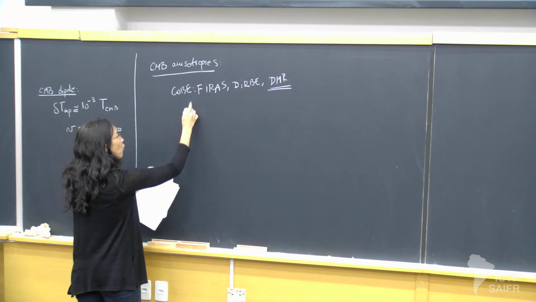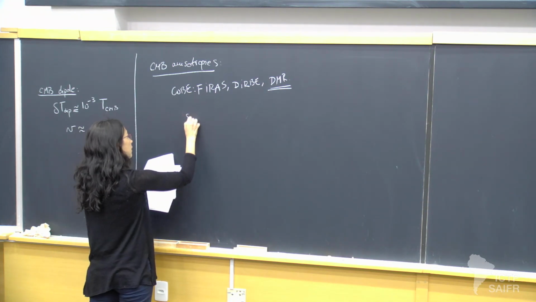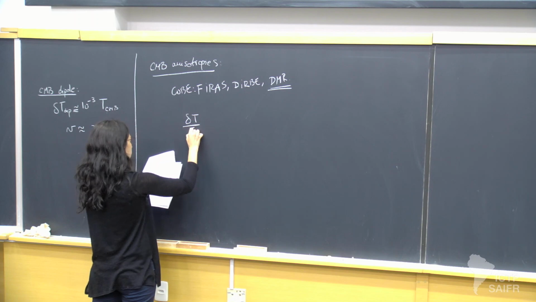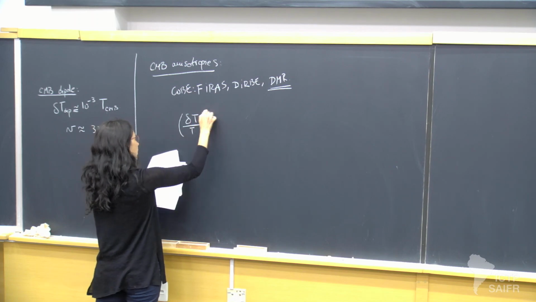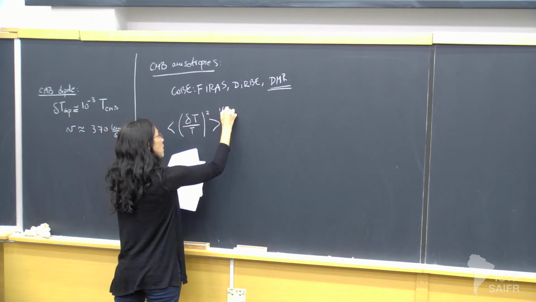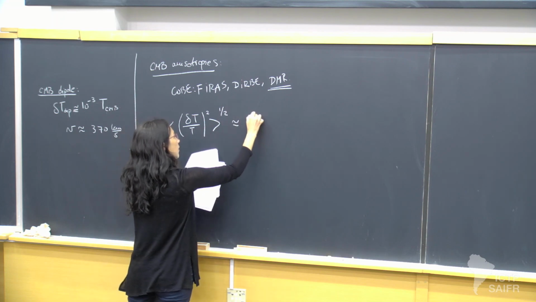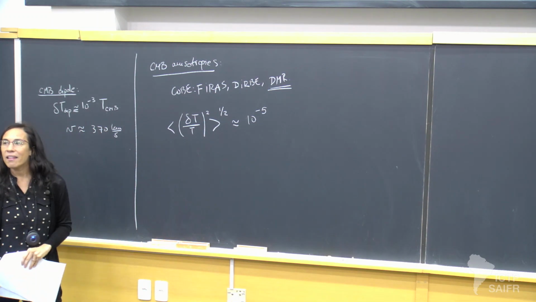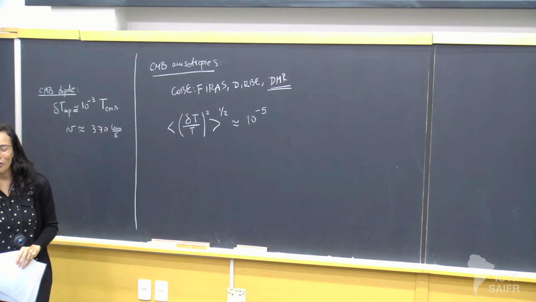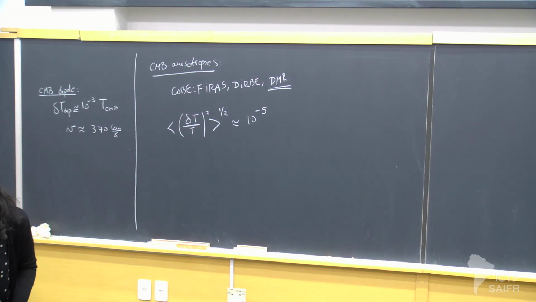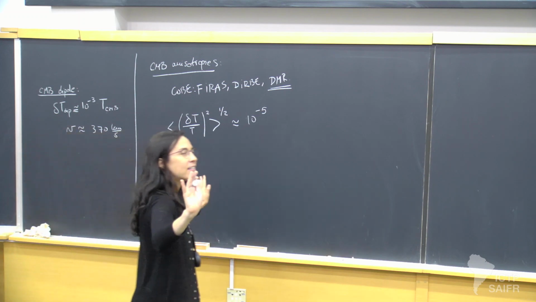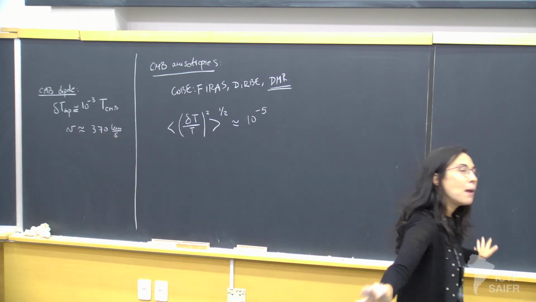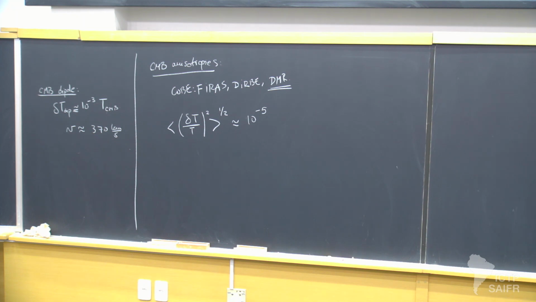Okay, so what did we learn with DMR? We learned that delta T over T is about 10 to the minus 5, okay? And now let's describe this delta T over T. In general, what we do in cosmology is to take the temperature fluctuations and make a spherical harmonic decomposition. This is like a Fourier transform, but in 2D.